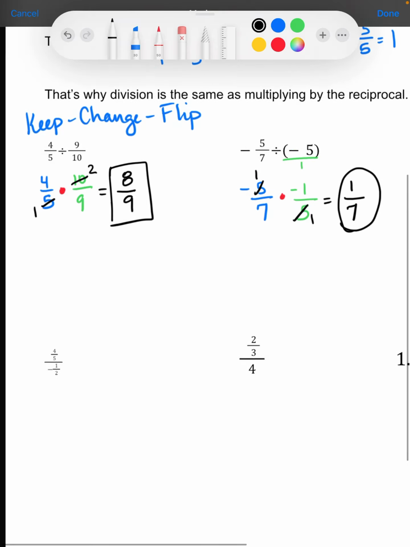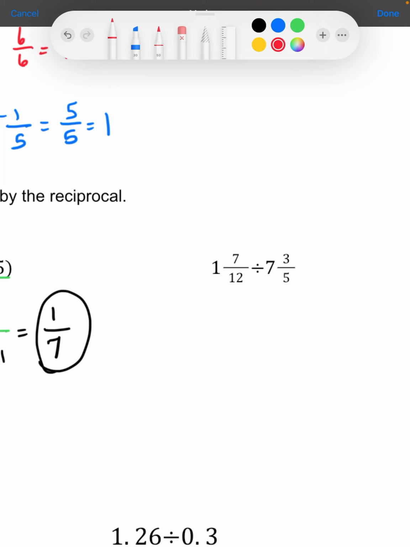Let's do a few more here so you can get used to seeing it. Ooh, I almost missed this one over here. Okay, so we started talking a little bit yesterday about how we have to turn mixed numbers into improper fractions before we can multiply them. And that's ultimately what we're going to do here, is multiply them. So we're going to start off on the right foot here. 1 times 12 is 12, plus 7 is 19 over 12, divided by 7 times 5 is 35, plus 3 is 38 over 5.